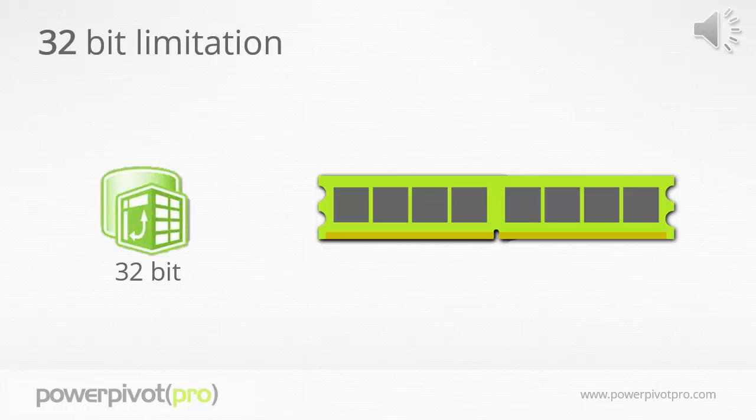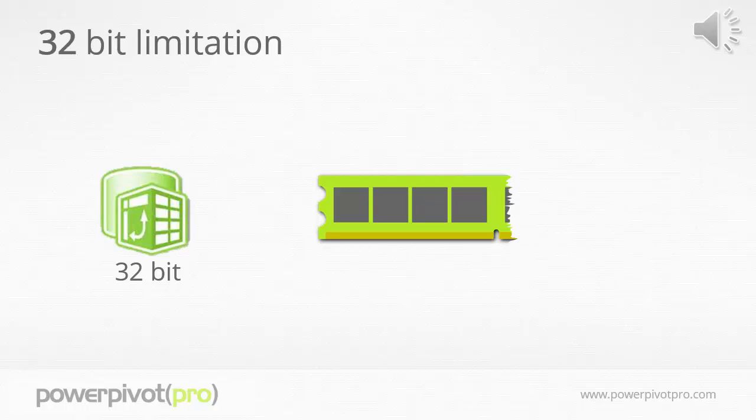But if you have 32-bit software, you may only be able to access a limited amount of memory. How limited? That depends. For example, with a 4 gigabyte RAM system, only 2.2 gigabytes may be accessible. Follow this link for a detailed explanation.